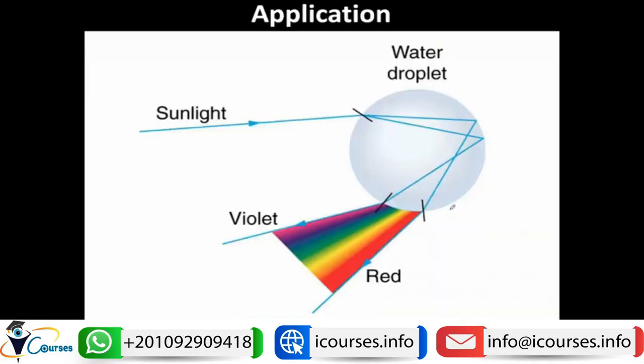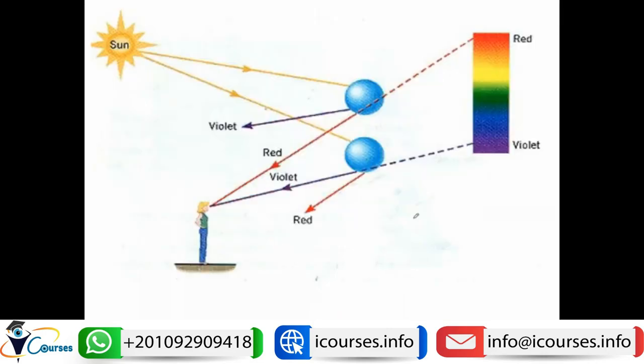So what is the application? Why do we see a rainbow? This is because after a rainy day, the sunlight will enter inside the water droplet. It undergoes refraction, and it will also undergo dispersion. It enters the water droplet and undergoes total internal reflection, and when it emerges from the water droplet, it causes dispersion into the spectrum of colors from red to violet. The violet or blue spectrum will deviate more than the red.